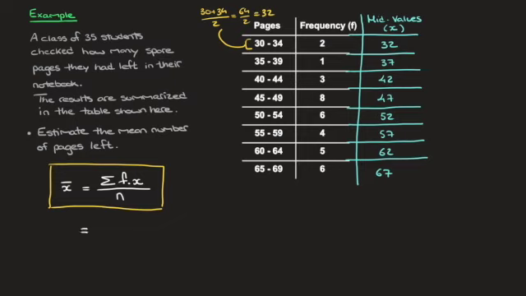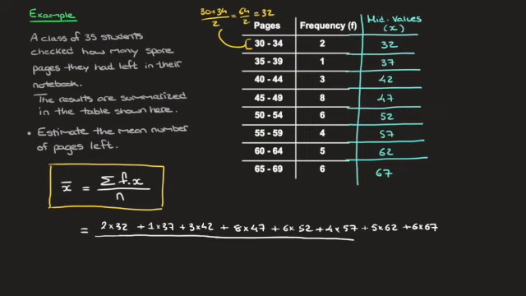So the mean value is equal to 2 times 32 plus 1 times 37 plus so on and so forth, all the way to 6 times 67. So that would be 2 times 32 plus 1 times 37 plus 3 times 42, and so on and so forth. And all of that is divided by the total number of values we have. And in this case, we were told that there were 35 students in this class.